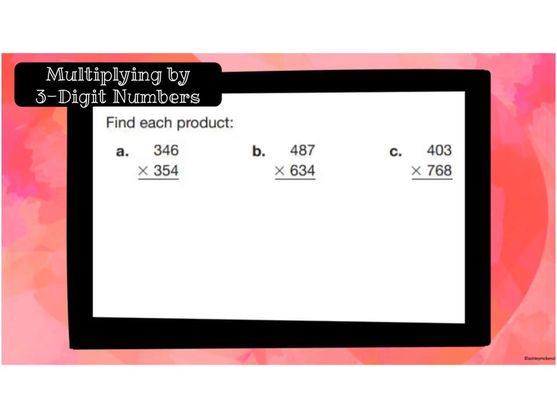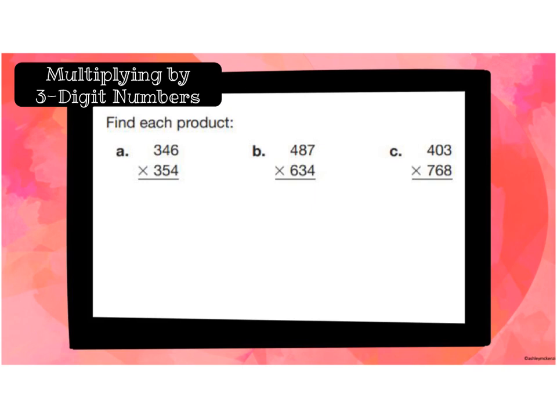Okay, here is some more practice. I have 346 times 354. I'm going to do this one with you, and then I'm going to have you guys work out B and C and then check it to see how you did. So we're going to start with 346 times 354.